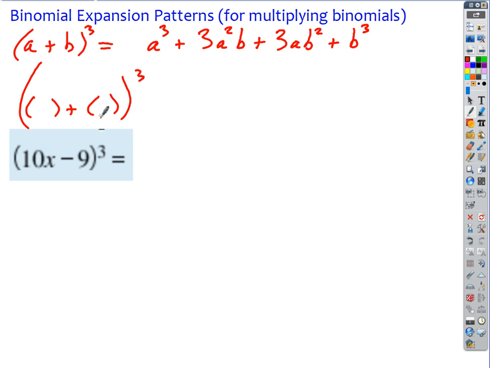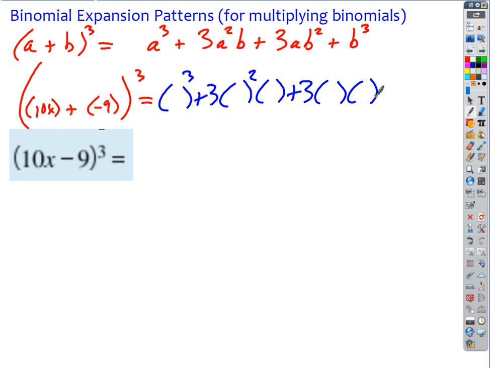10x. So 10x and negative 9. Good, so we end up with, here's my template, right? A cubed plus 3A squared B plus 3A B squared plus B cubed. Plug them in. That's a 10x. That's a 10x. That's a 10x, because that's an A cubed, an A squared, and an A. That's a negative 9, negative 9, and a negative 9, right? Following my pattern, just simplify.